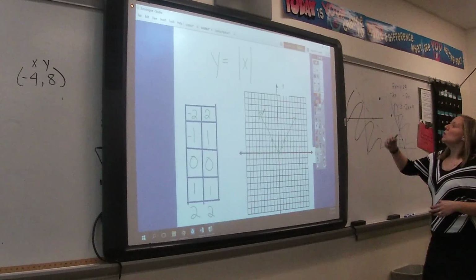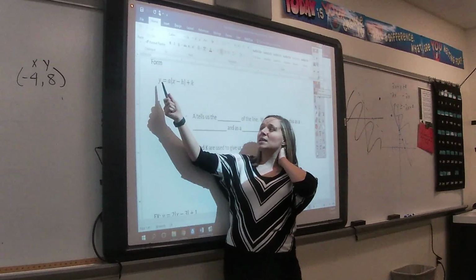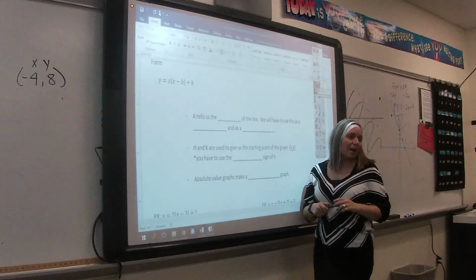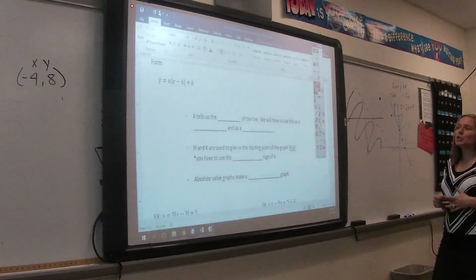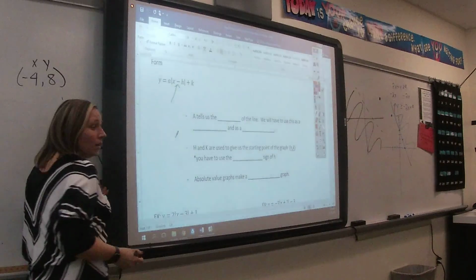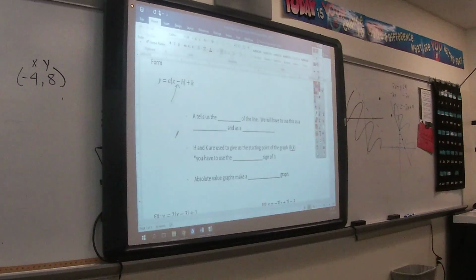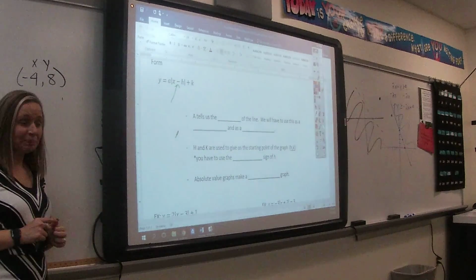Okay, so absolute value equations still have a general format. This one says y equals a times the absolute value of x minus h plus k. Now, when we are talking about formulas, we said if something has a subtraction sign, what did we say that would do to it? It would become a negative. What becomes a negative? The number h. Right? A positive would become a negative, and a negative would become a positive. So we could also read this as the opposite. So that's going to be important here in a minute.